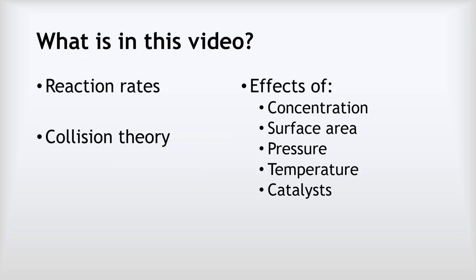Now, in this video, we're going to be talking about what rates of reaction are, and collision theory, which is what determines the rates of chemical reactions. And as we do that, we'll be looking at the effects of concentration, surface area, pressure, temperature, and catalysts on the rate of chemical reactions. So let's start by looking at what we mean by the rate of a chemical reaction.